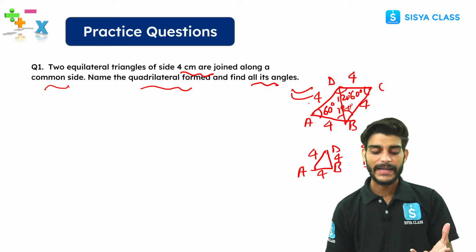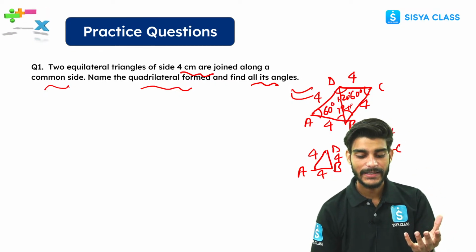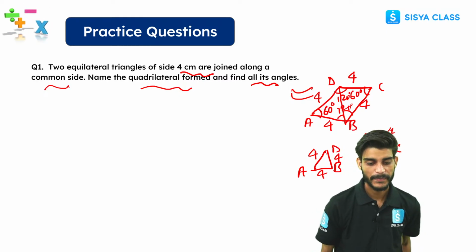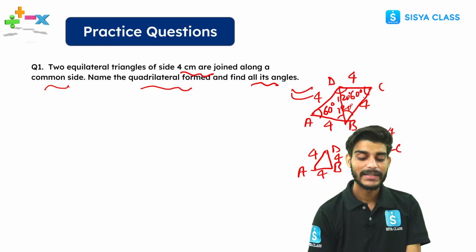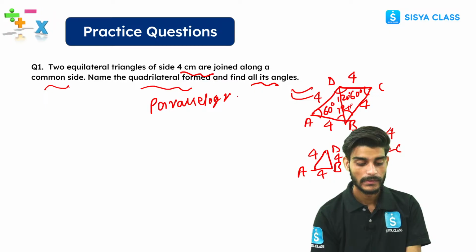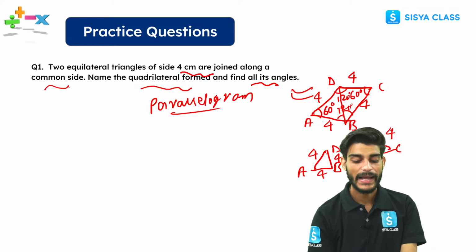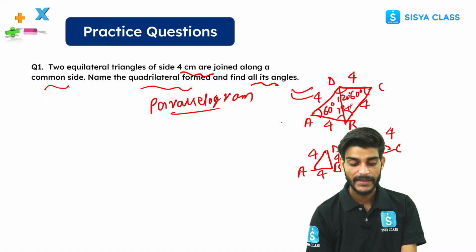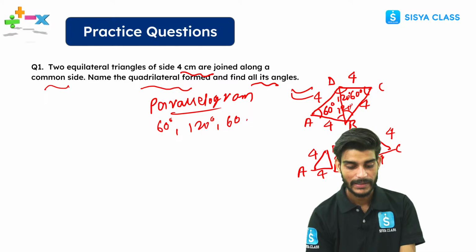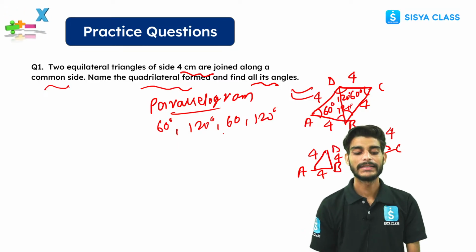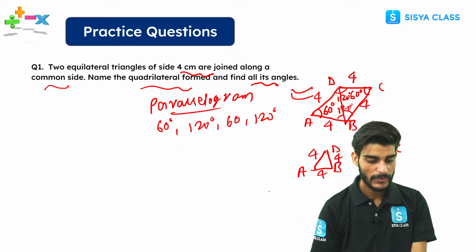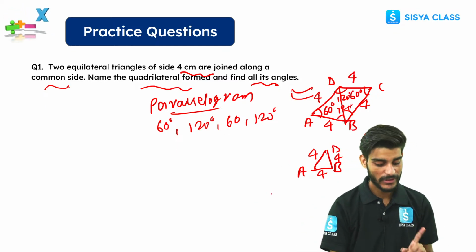So opposite angles are equal and all sides are equal here. So what kind of quadrilateral is it? Opposite angles are equal. That is basically a parallelogram, right? And the angles are 60 degrees, 120 degrees, 60 degrees and 120 degrees. Basically we have four angles: 60, 120, 60 and 120. I think this question is clear to you all. Okay, so this was question number 1. Shall I move to question number 2 now?